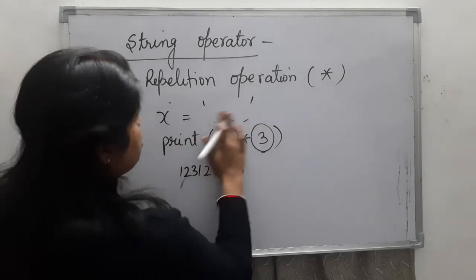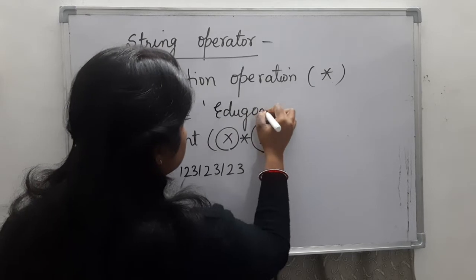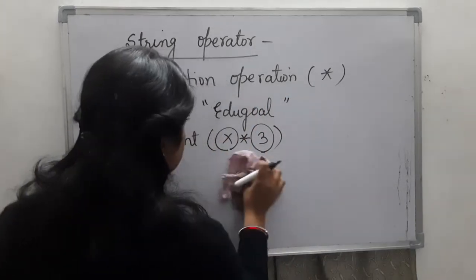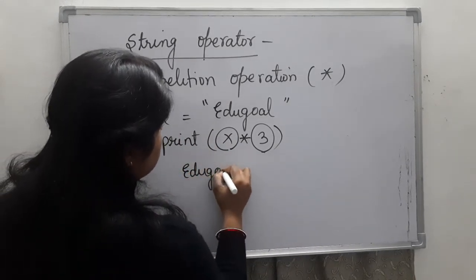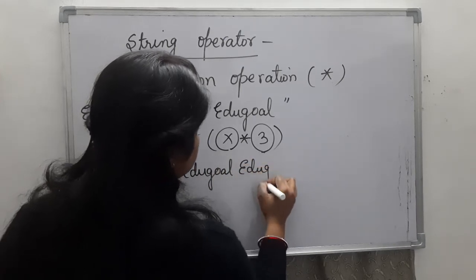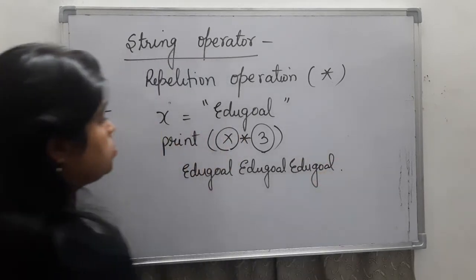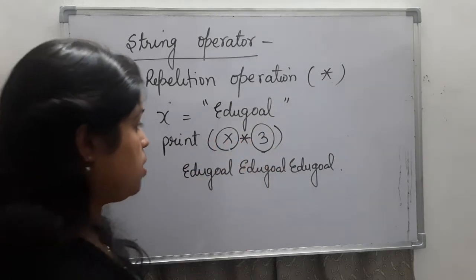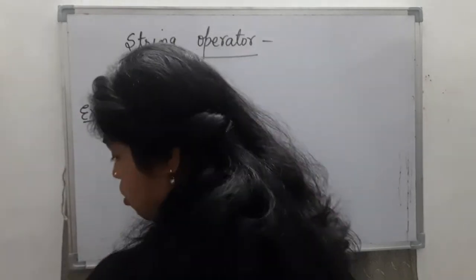In the same way, if you write your name, suppose I write my channel name, Edu Goal, and I want to repeat it 3 times, what will it display? Edu Goal, Edu Goal, Edu Goal. Without any space, it simply replicates the value inside that variable 3 times. So this is the use of the string repetition or replication operator.